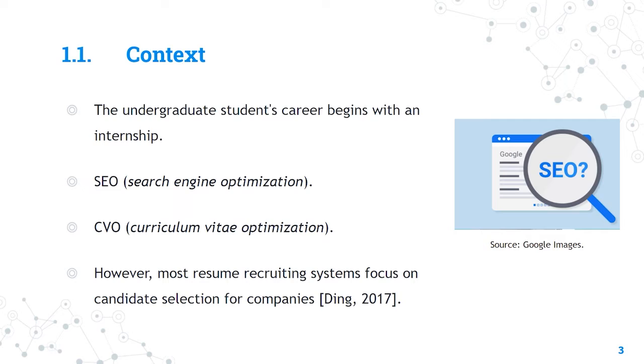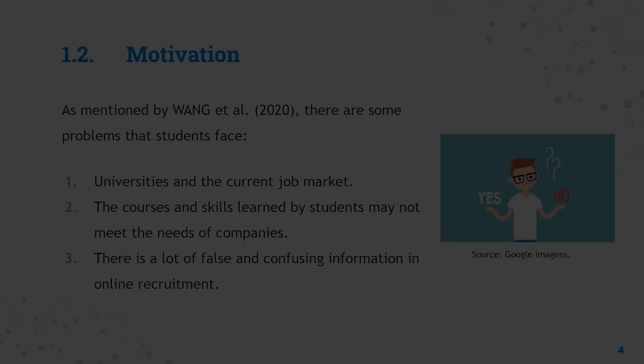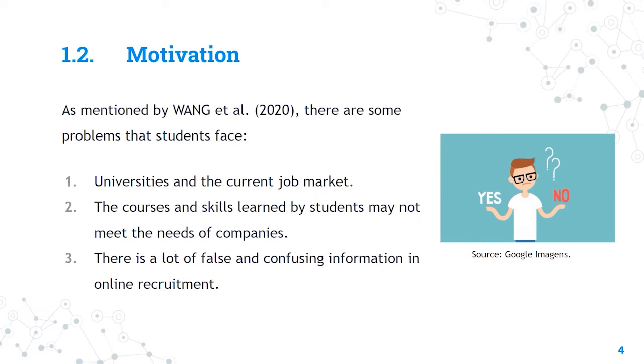However, most resume recruiting systems focus on candidate selection for companies. There is no feedback for internship candidates who do not have all the skills and do not know what skills to acquire due to the lack of experience. As a result, they don't know how to optimize their resume. And as mentioned by Wang, there are some problems that students face. Between the university and the current job market, the courses and skills learned by students may not meet the needs of companies, and there is a lot of false and confusing information in online recruitment.